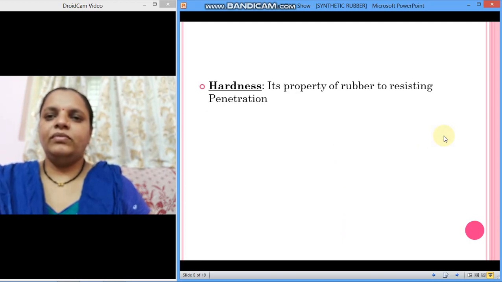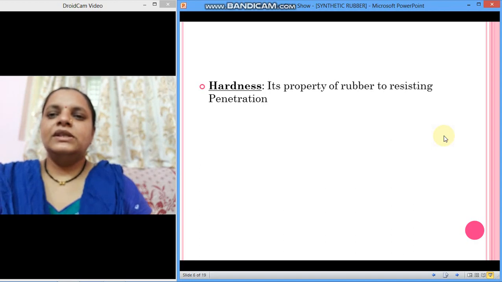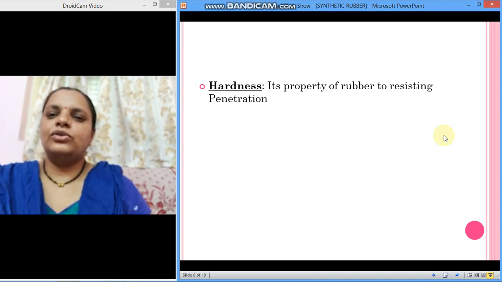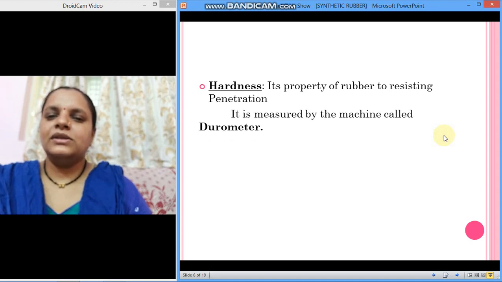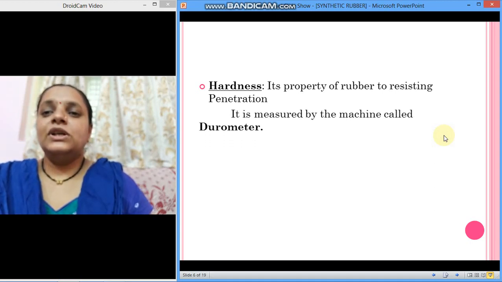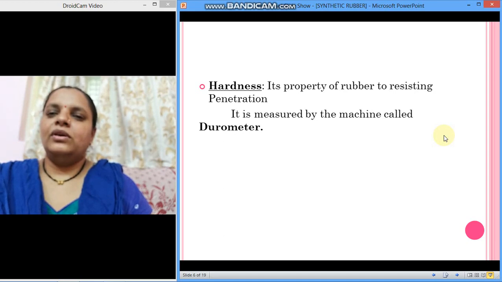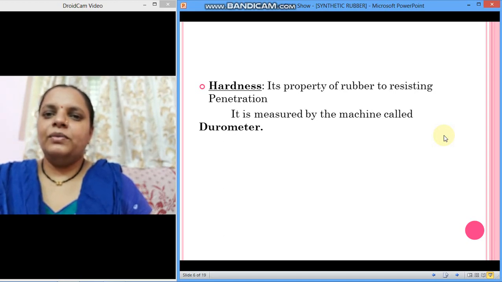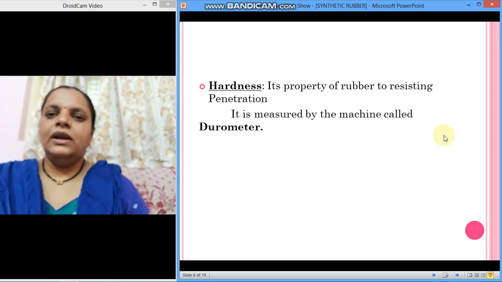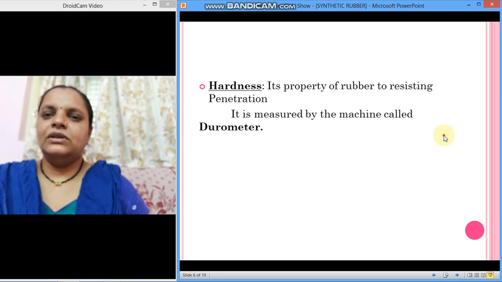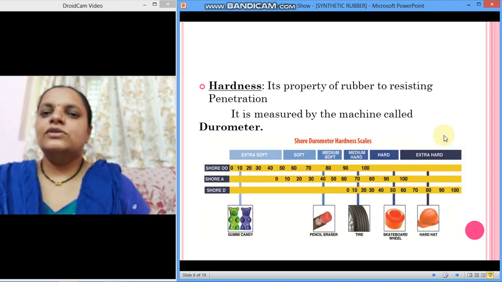Next, hardness. It is the property of rubber to resist penetration. How much rubber can resist penetration is called hardness. It is measured by a machine called a durometer. In the durometer we take one piece of rubber and insert a nail into it, and the more the insertion, the less the hardness. So a durometer hardness scale is given there.